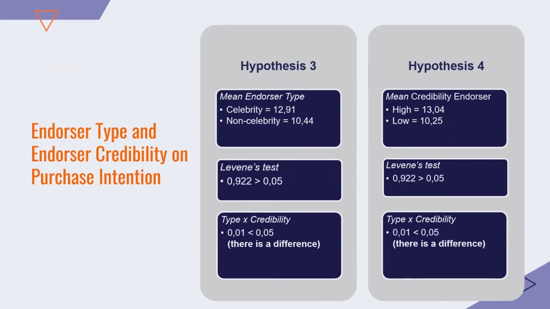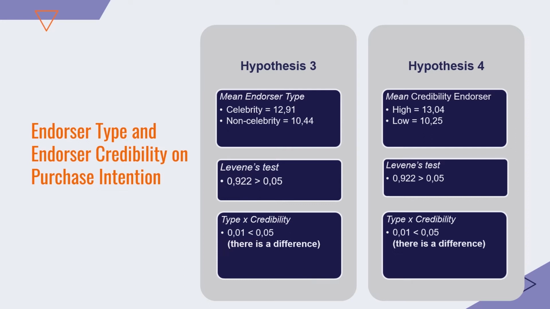Endorser type and endorser credibility on purchase intention. Hypothesis 3. It shows the average of the group of participants who receive a celebrity endorser treatment is 12.91, and the group of participants who receive non-celebrity endorser treatment is 10.44. Next, hypothesis 4. The average purchase intention of participants who get the treatment endorser with a high endorser credibility is 13.04, and the endorser with a low credibility is 10.25.